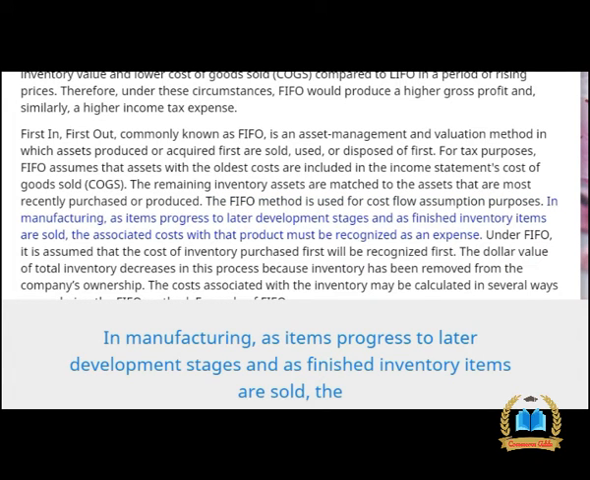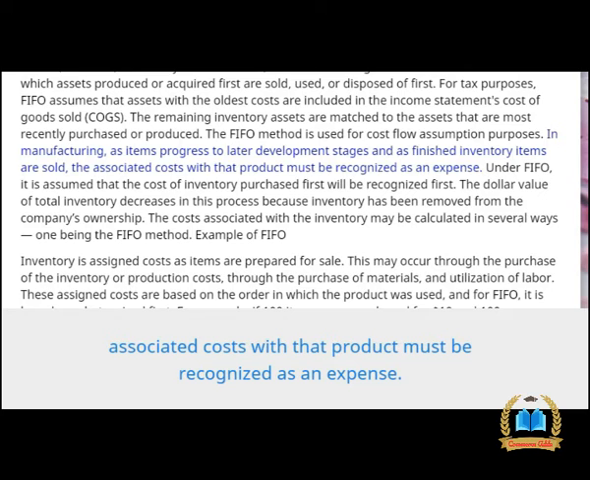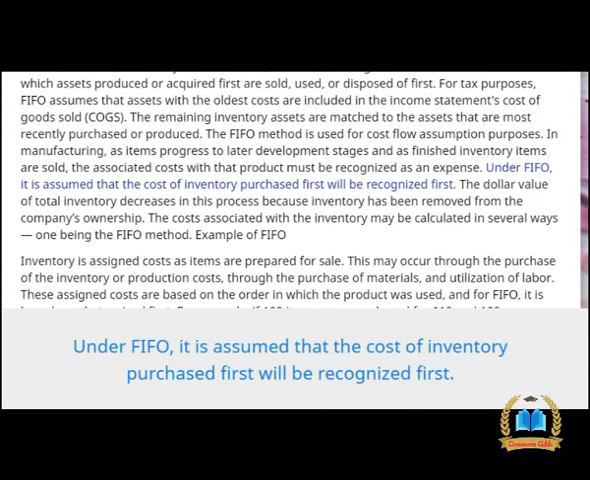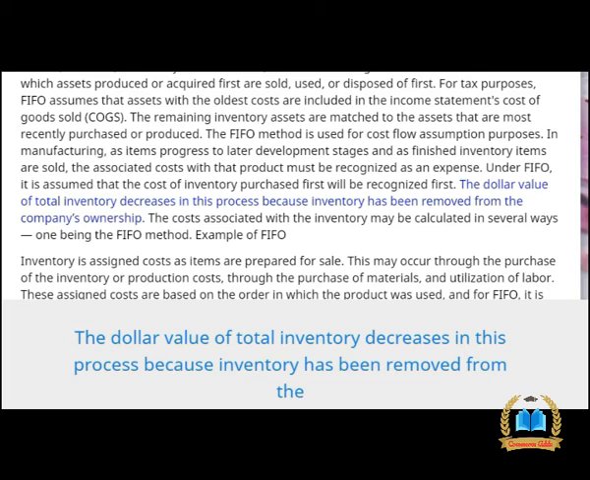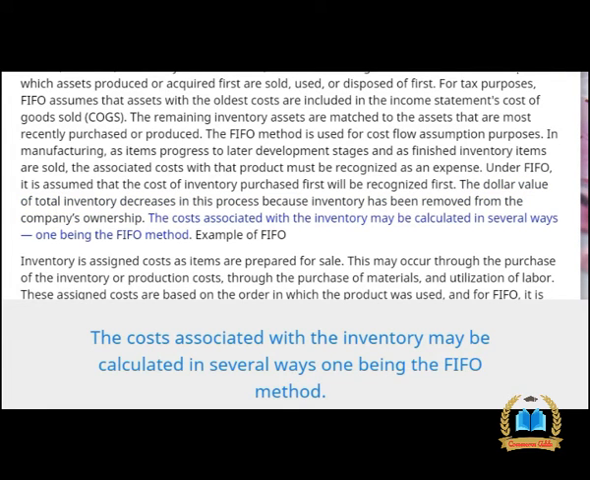In manufacturing, as items progress to later development stages and as finished inventory items are sold, the associated costs with that product must be recognized as an expense. Under FIFO, it is assumed that the cost of inventory purchased first will be recognized first. The dollar value of total inventory decreases in this process because inventory has been removed from the company's ownership. The costs associated with the inventory may be calculated in several ways, one being the FIFO method.